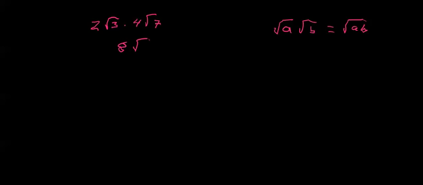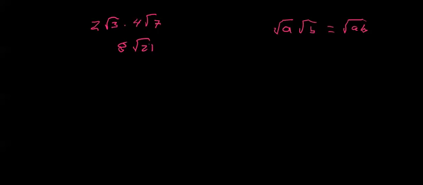All right, multiplication. 2 radical 3 times 4 radical 7. And we've talked about this before. Square root of a times square root of b is the square root of ab. So we multiply this together, 8 square root of 21.